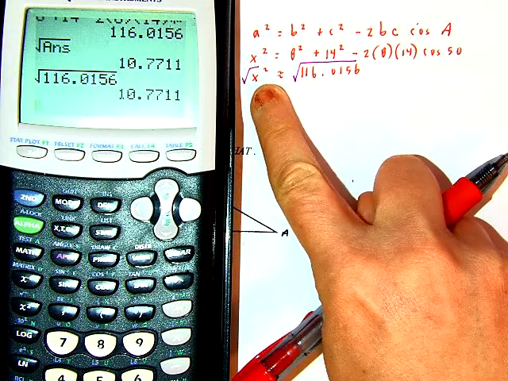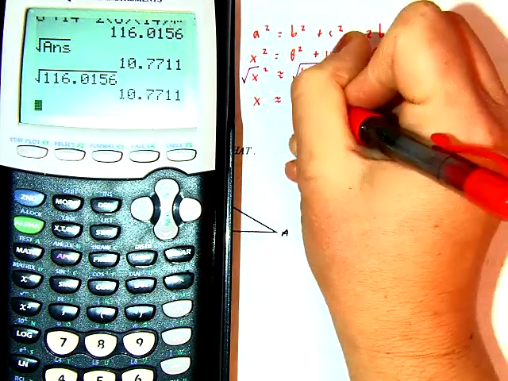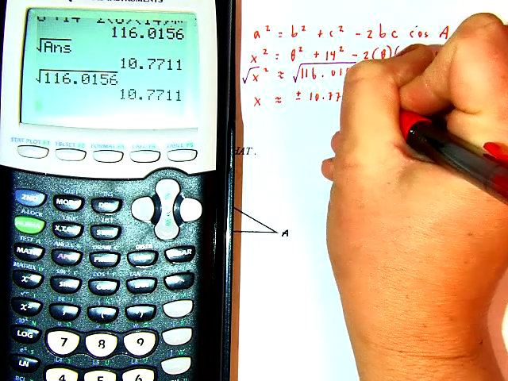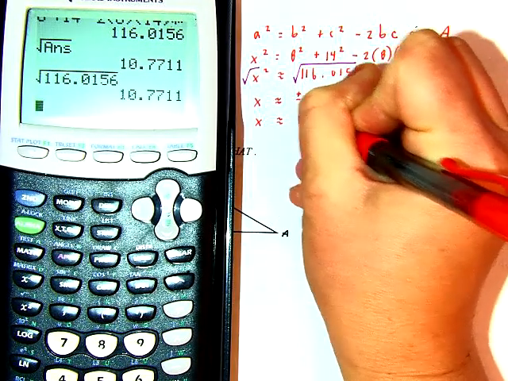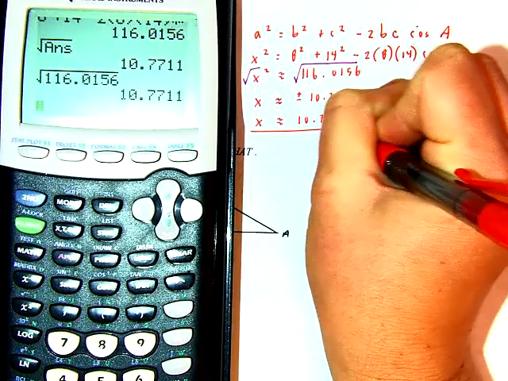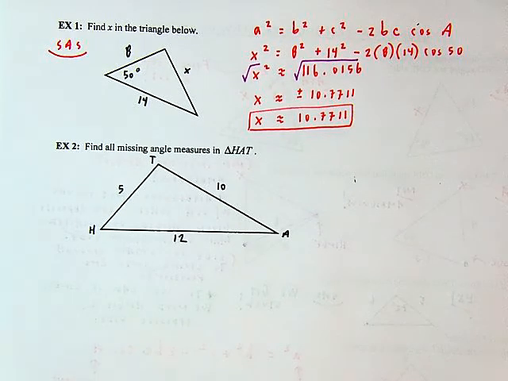Now technically x squared, when I take the square root, I should get plus or minus 10.7711, but obviously we're only looking at the positive, so positive 10.7711. And that is our missing side.